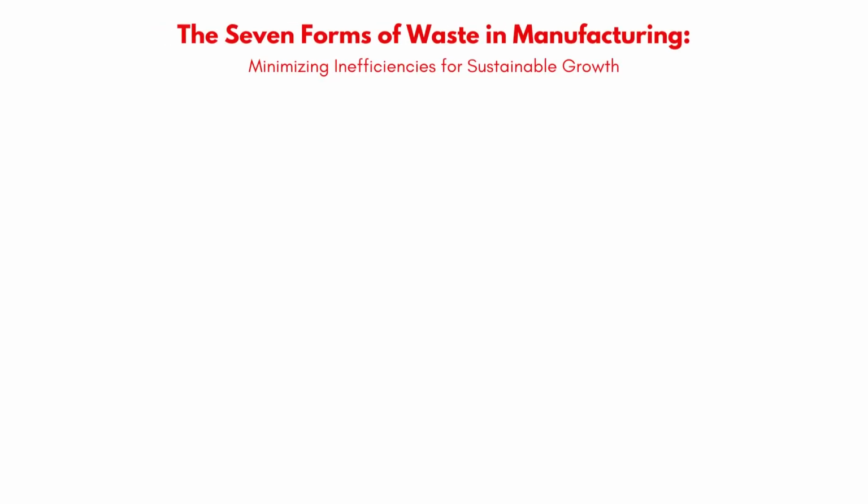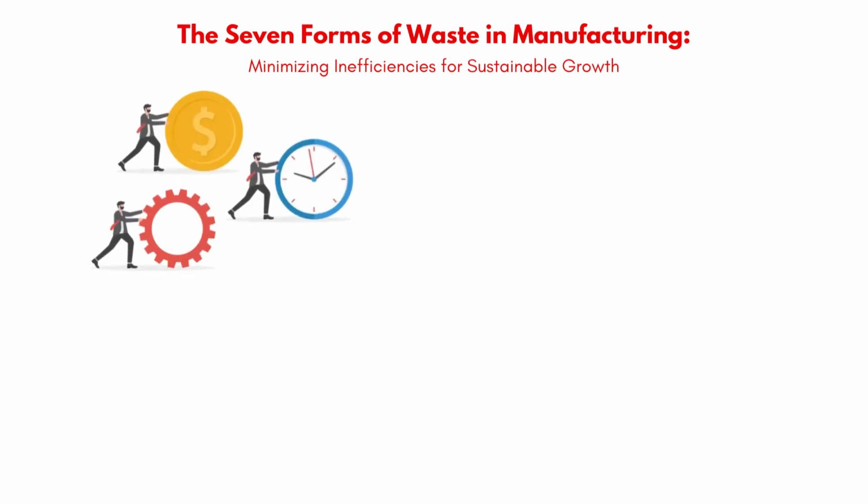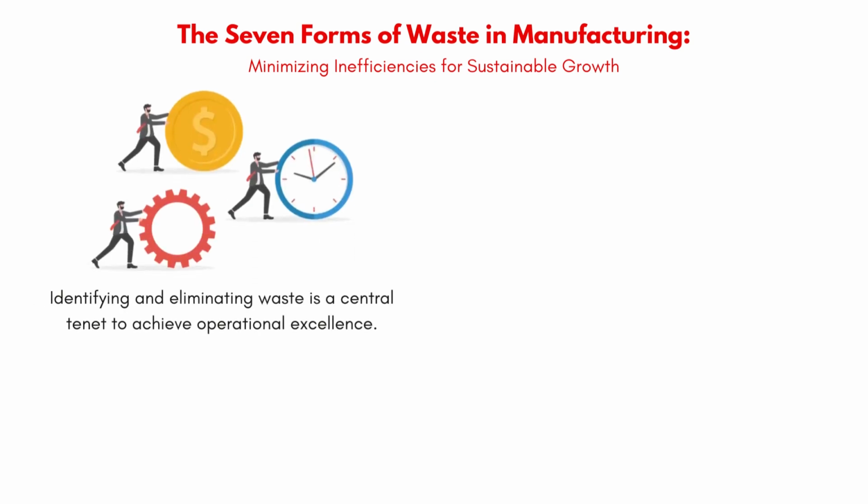The 7 forms of waste in manufacturing. Minimizing inefficiencies for sustainable growth. In the realm of manufacturing, the pursuit of efficiency is paramount. Identifying and eliminating waste is a central tenet to achieve operational excellence.